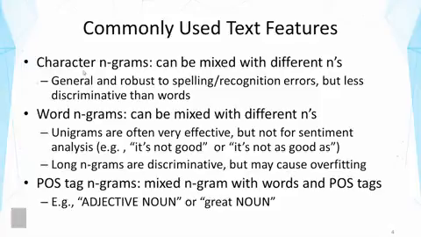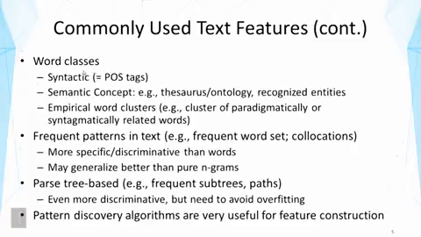For example, the word great might be followed by a noun, and this could become a hybrid feature that could be useful for sentiment analysis. So next, we can also have word classes. These classes can be syntactic, like part-of-speech tags, or semantic, representing concepts in a thesaurus or ontology, like WordNet. Or they can be recognized named entities, like people or places. And these categories can be used to enrich the representation as additional features.